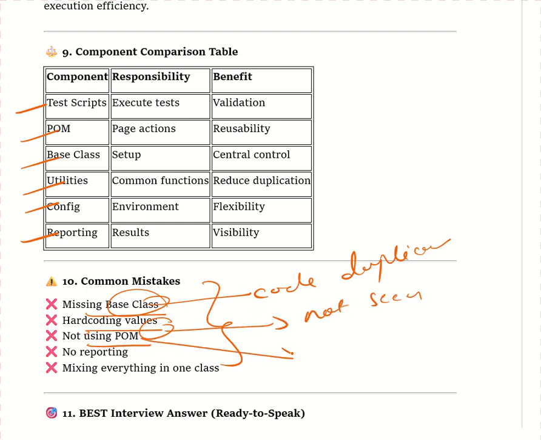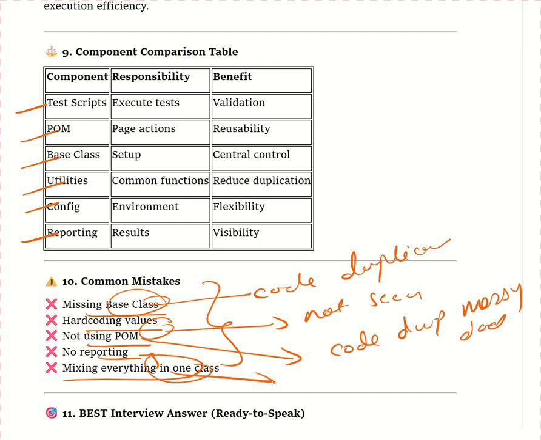Not using POM means messy code. No reporting means we don't know which test cases failed and which test cases passed. And missing everything in one class when we don't use POM plus data driven framework.